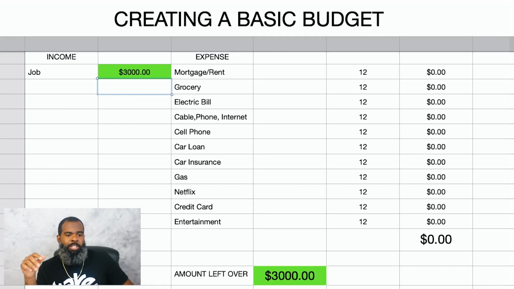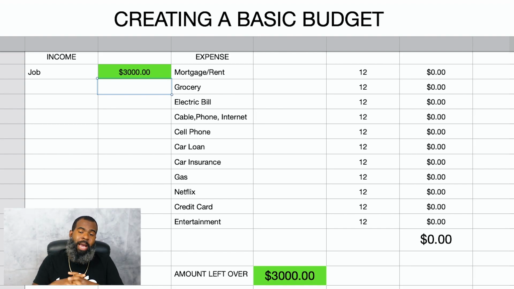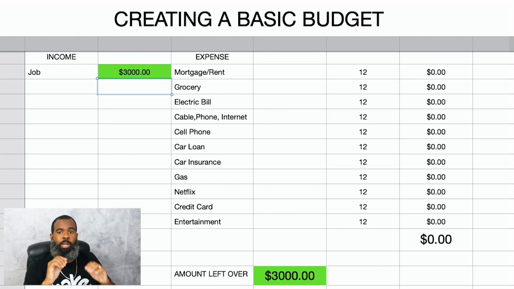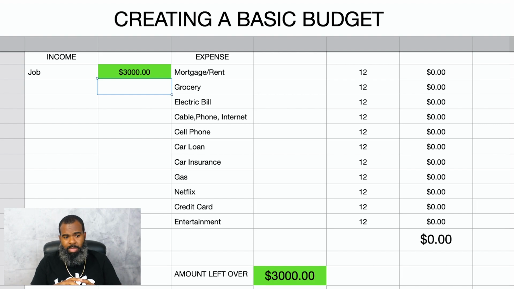All right, now that you've got your income entered in, you want to calculate your fixed and variable expenses. Fixed expenses are things that you know you're going to pay every single month, like your mortgage, your electric, groceries. Then your variable expenses will be stuff like your fun stuff, your entertainment, like going to the movies, going out to eat, or hanging out with your friends at the bar. Those are variable expenses because they go up and down every single month, depending on how much you're spending.